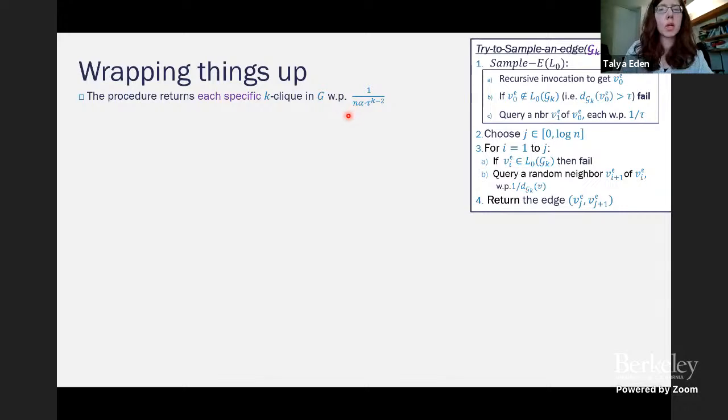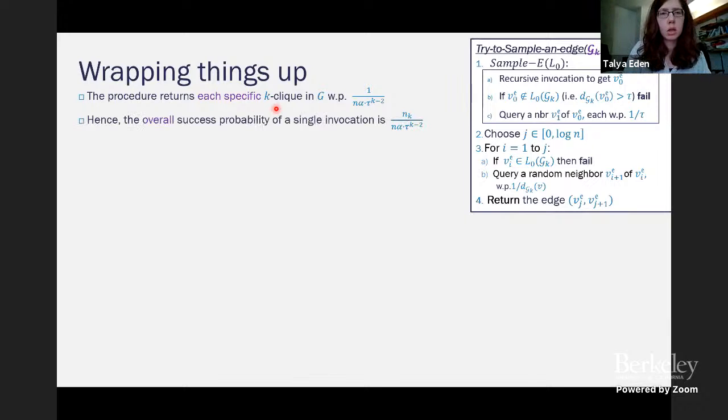So the first 1 over n alpha is from the probability of seeing a specific edge. And then we lose a factor of 1 over tau in each recursive invocation, the same as we lost this alpha factor in the edge case, okay? Because we sampled the first edge in the walk with probability 1 over tau, we lose a factor of tau in each invocation. So this is the success probability of each specific k-clique. So the overall success probability of a single invocation is just the number of k-cliques over this term: n_k over n alpha tau to the k minus 2.